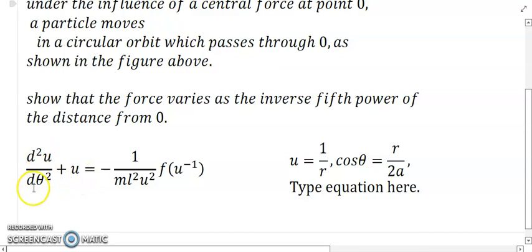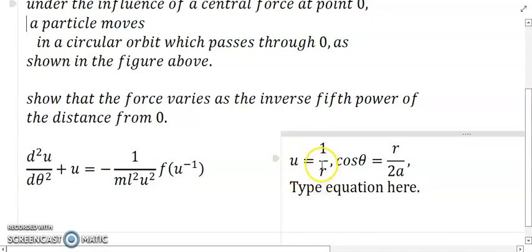Here is the differential equation of the orbit. The second derivative of U with respect to the variable theta plus the variable U equals -1 upon m l squared U squared, times F of 1 over U. And we will use this one as well: U is nothing but 1 over R.